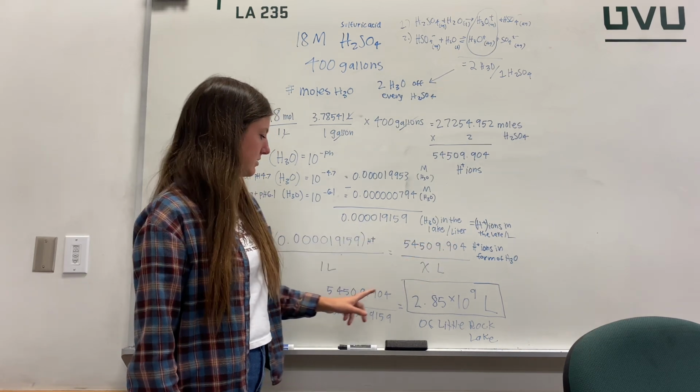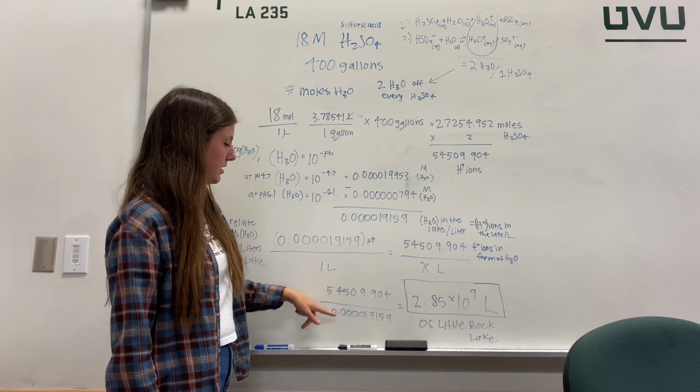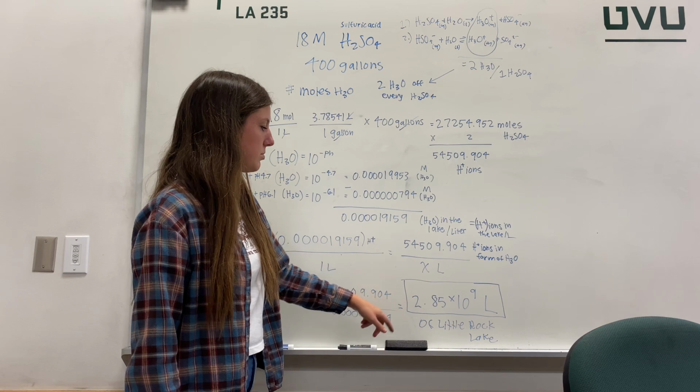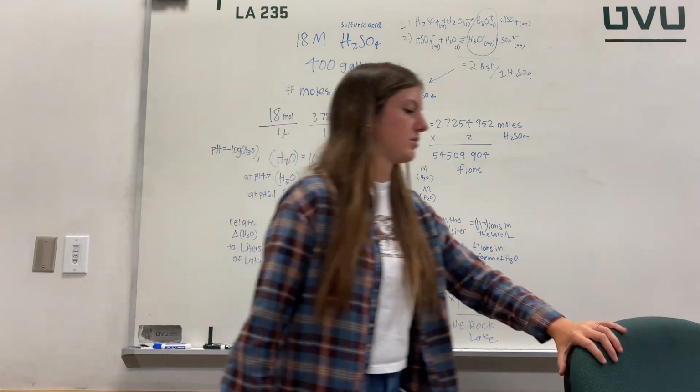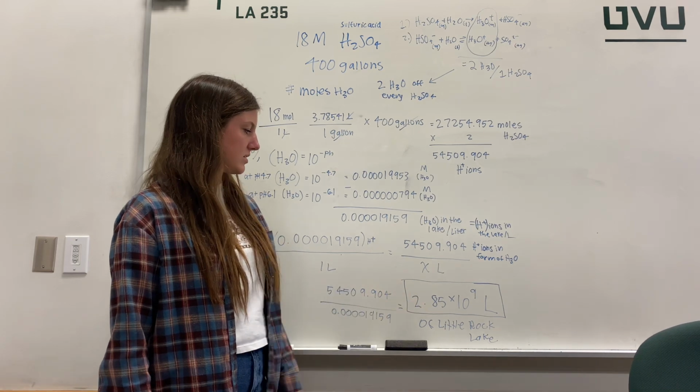54509.904 hydrogen ions, divided by this number, which is the hydrogen ions per liter, and that gives you 2.85 times, I don't know if you can see that, 2.85 times 10 to the 9th liters of Little Rock Lake.